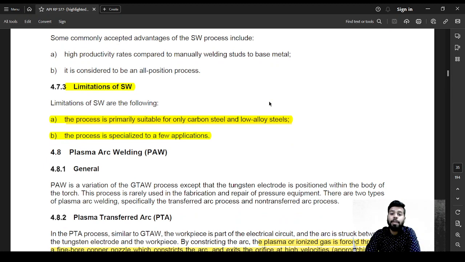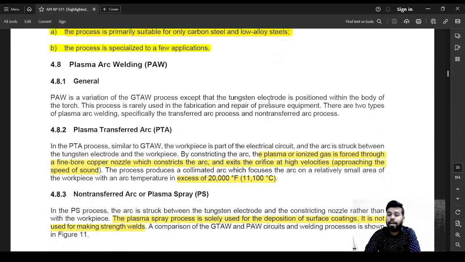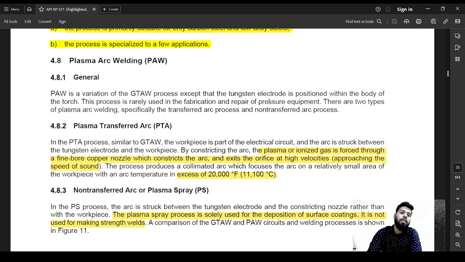Limitations: the process is primarily suitable for carbon and low alloy steels. The process is very specialized for fewer applications. Then you have plasma arc welding. Not widely used, but it is a modification of the GTAW process. Plasma arc welding is a variation of the GTAW process, except that the tungsten electrode is positioned within the body of the torch. This process is rarely used in fabrication and repair of pressure equipment.